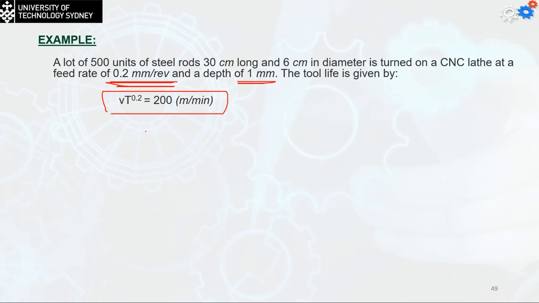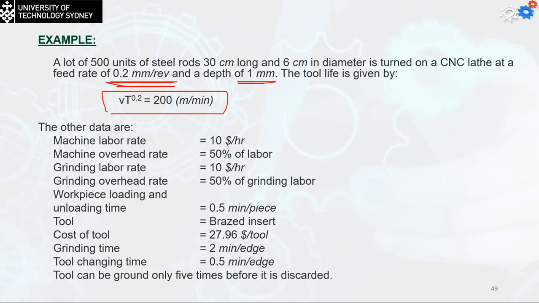The other data given for this question: the machine labor rate is $10 per hour. The machine overhead rate is going to be 50% of the labor cost, which is $5. The grinding labor rate is $10 per hour, and the grinding overhead rate is 50% of the grinding labor. The workpiece loading and unloading time is 0.5 minutes per piece. The tool is going to be a brazed insert. The cost of the tool is $27.96 per tool. The grinding time per edge is going to be 2 minutes.